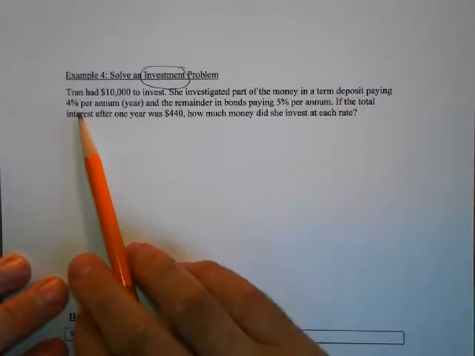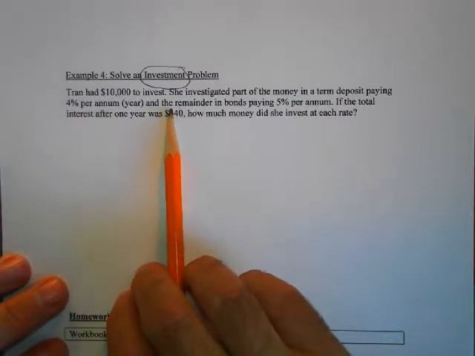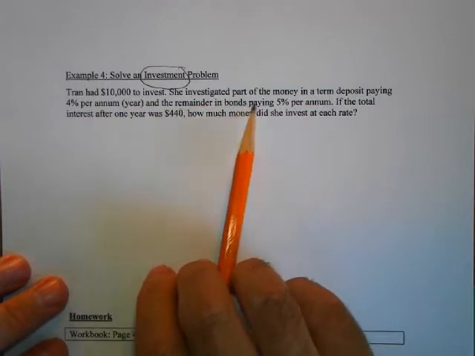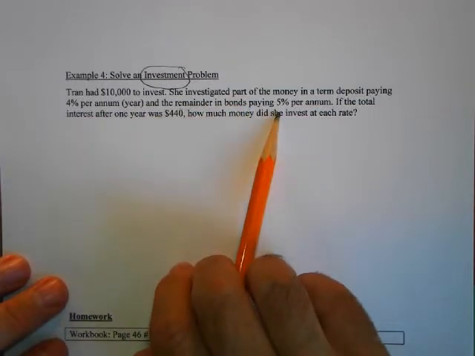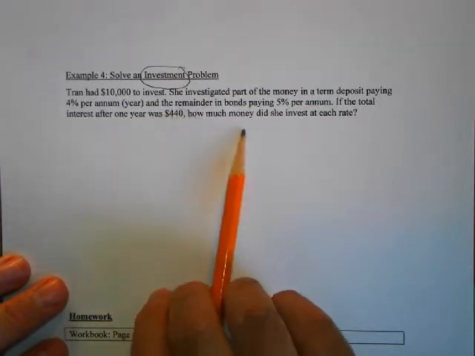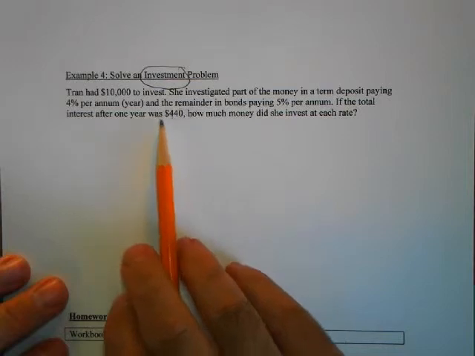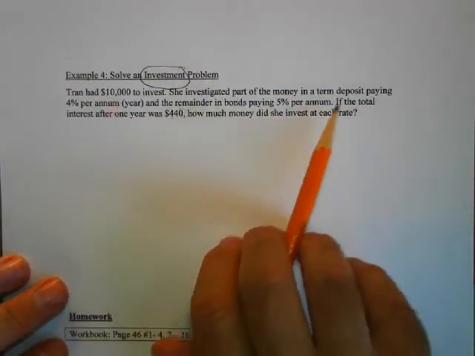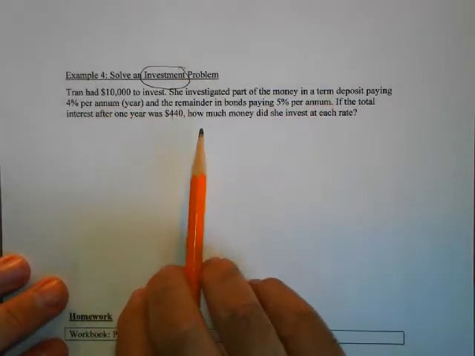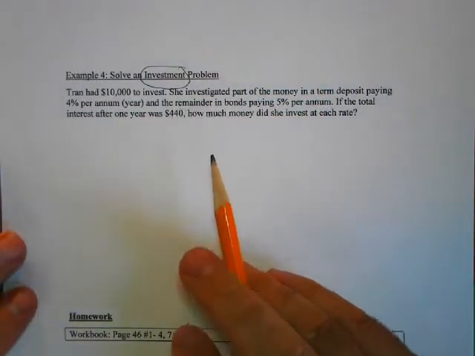And that interest was 4% per year. And the rest of the investment, whatever she didn't put in, the rest of the $10,000, went into bonds, and the bonds paid 5%. And then after 1 year, she made $440 in interest. So the question is, how much money did she invest at each rate? How much of her money did she put into the term deposit? How much did she put into the bonds? So you can see the 2 variables right there.